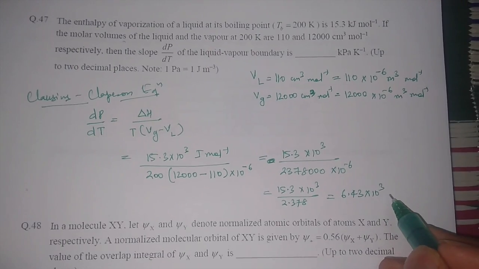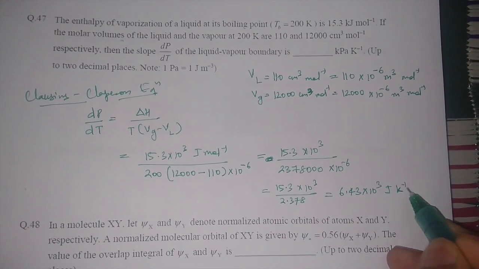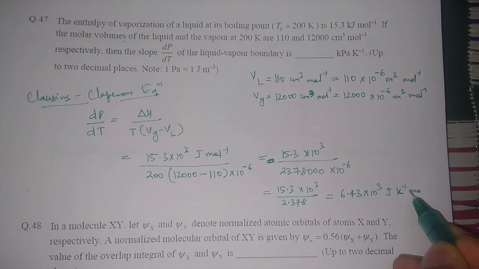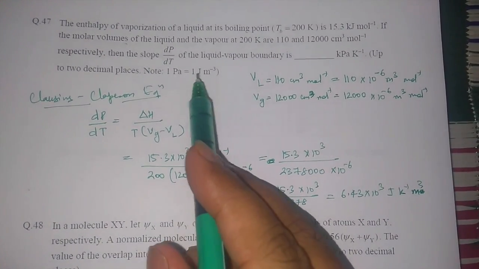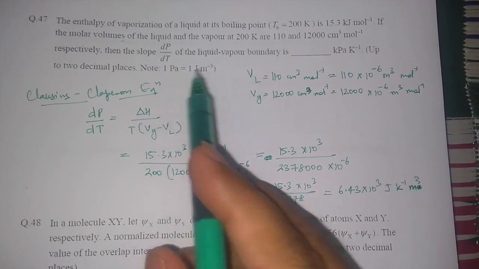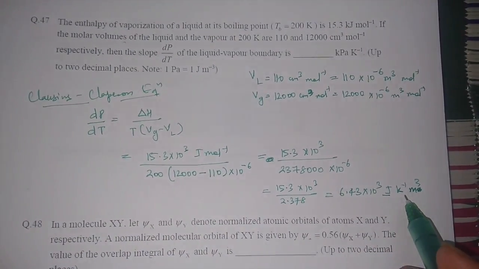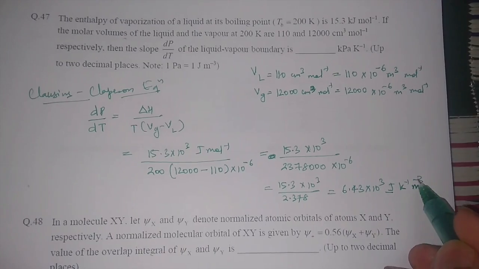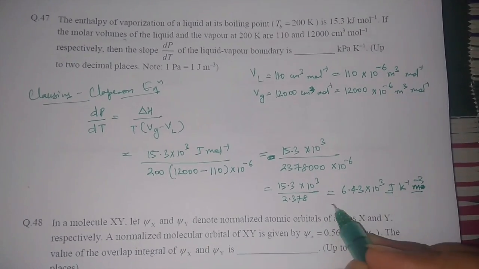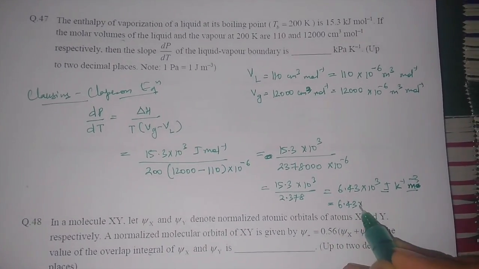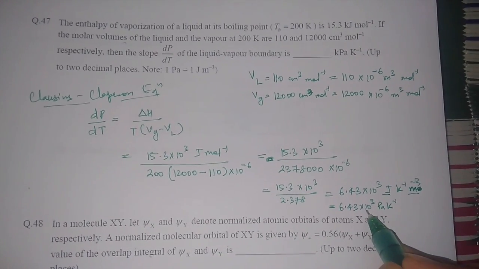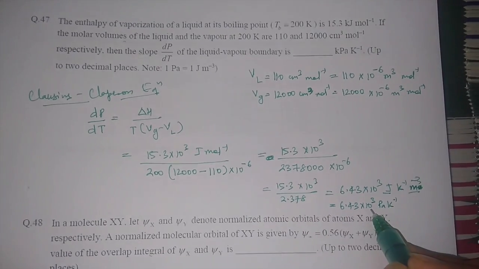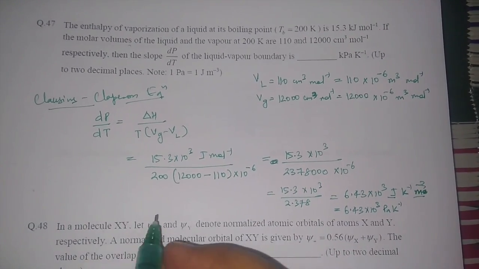Now it will come out in joules per Kelvin per meter cube. In the question it is given that 1 joule per meter cube equals 1 Pascal. So instead of joule per meter cube, you can write Pascal. So it will be 6.43 into 10 to the power 3 Pascal per Kelvin, and 10 to the power 3 Pascal can be written as kilopascal.